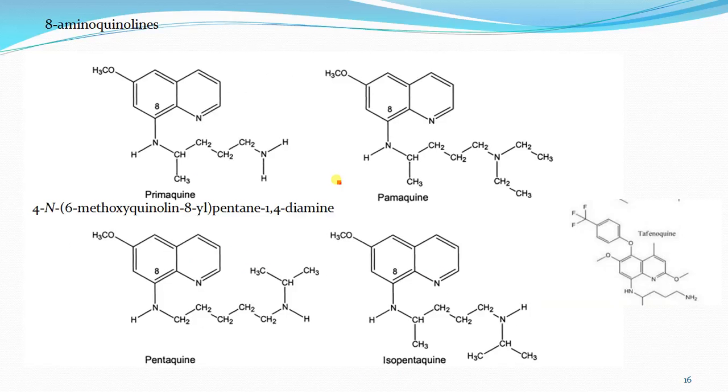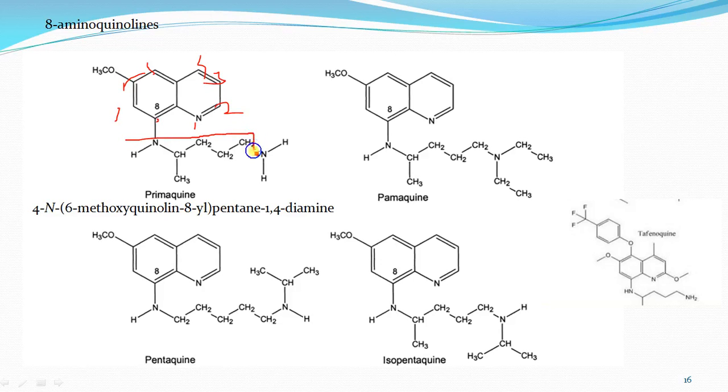These are the examples of 8-aminoquinoline: primaquine, pamaquine, then pentaquine and isopentaquine. The structural similarity is that a methoxy group is substituted at the 6th position of the quinoline ring system. Numbering 1, 2, 3, 4, 5, 6, 7, and this one is the 8 position. The 6 position carries methoxy, and the 8 position is substituted with the pentane chain.